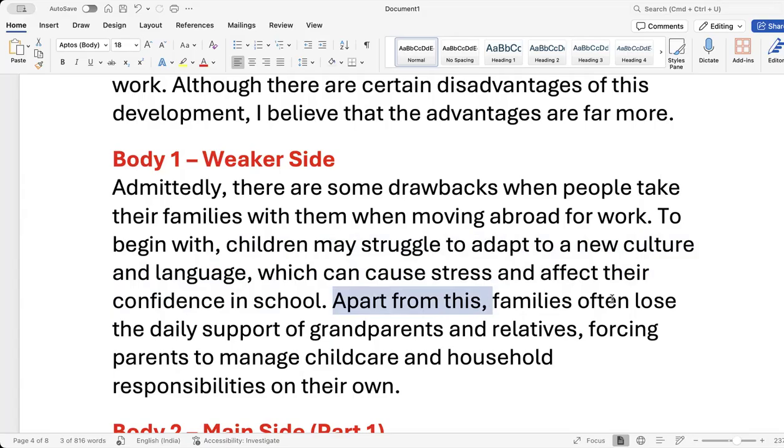Apart from this, families often lose the daily support of grandparents and relatives. Like, I took my own example: my parents got a little bit of help from my grandparents, like my maternal grandmother took care of my sister when she was younger. So families would often lose that support, forcing parents to manage childcare and household responsibilities on their own, which adds to the burden on their head, right? They're going to come back from work, take care of the family, and handle household responsibility. So it can be quite burdensome for the parents. So that's my second point.